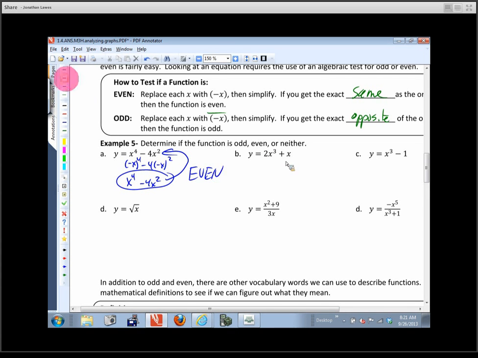Let's take a look at the next one. Again, the test starts exactly the same. You're going to plug in a negative x in parentheses.